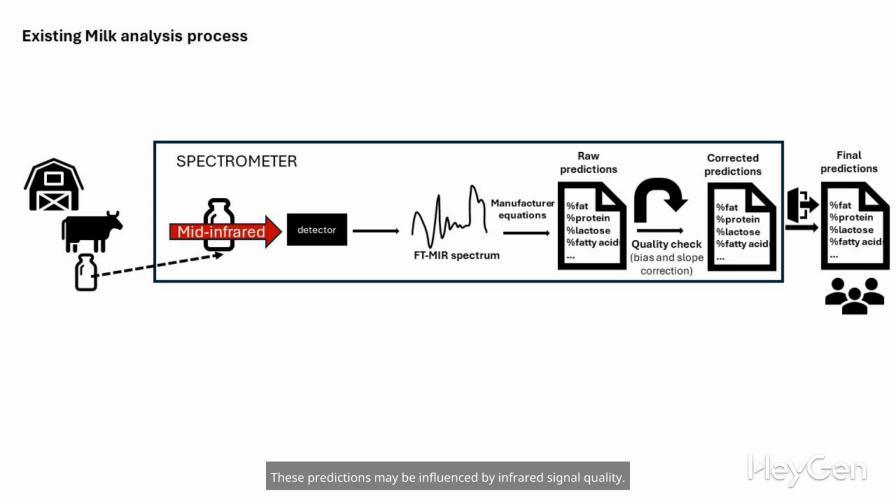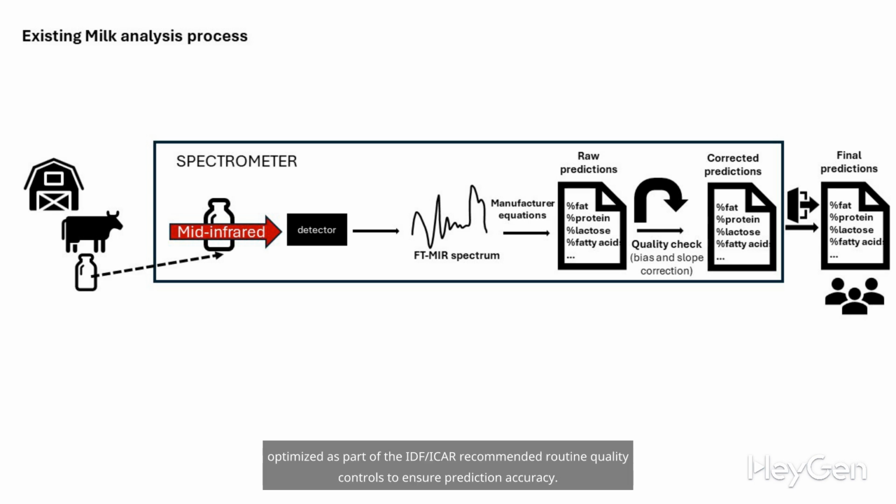These predictions may be influenced by infrared signal quality. To mitigate this, the spectra can first be corrected following the manufacturer's recommendations, and slope and bias can be optimized as part of the IDF/ICAR recommended routine quality controls to ensure prediction accuracy. The final predictions can then be exported to the farmer or processor for further assessment.